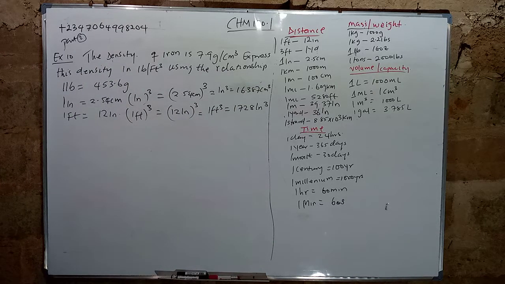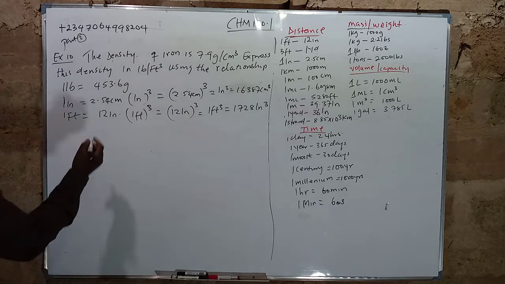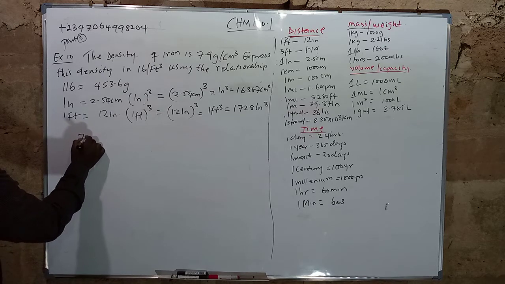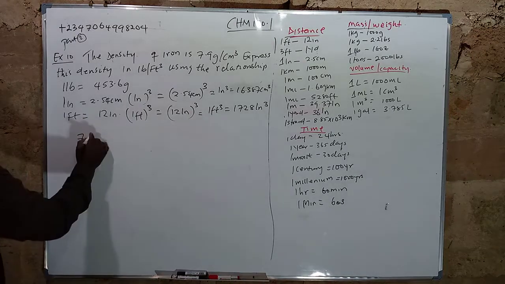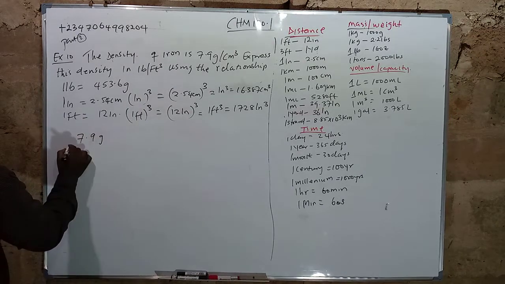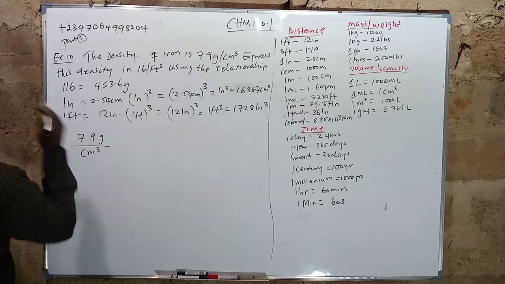The second one is they only give you the density. They say using the relationship express the density in pounds per foot cube, right? And they gave you the first density. And the first density, of course, we're going to start with the one they gave you. They gave you 7.9 grams all over cm cube.